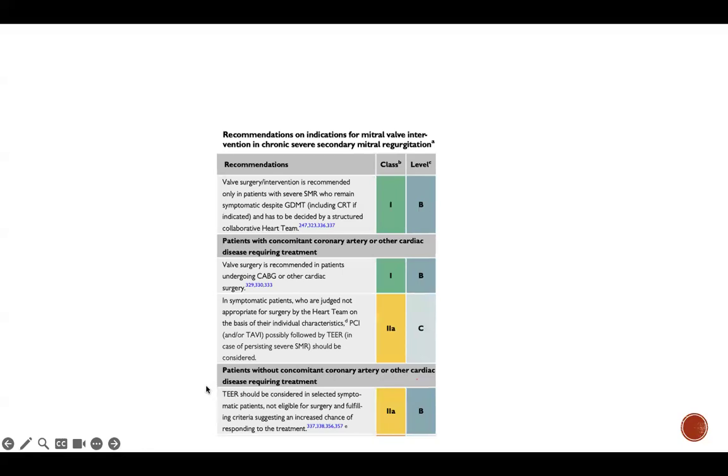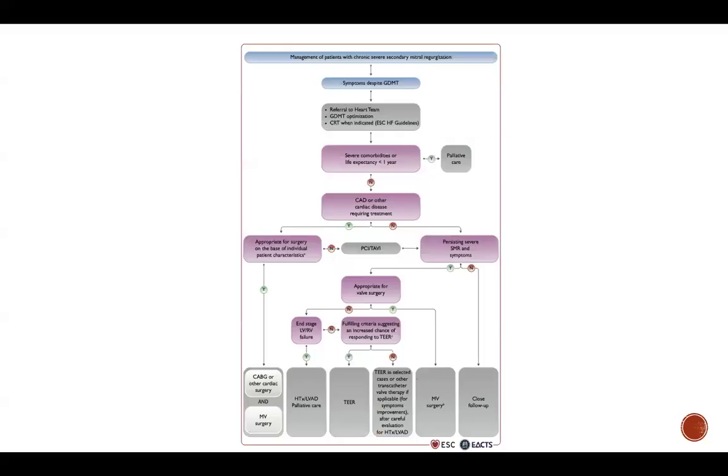So what about the patient who does not have coronary artery disease? Transcutaneous edge-to-edge repair should be considered in selected symptomatic patients, not eligible for surgery and fulfilling criteria suggesting increased chance of response to treatment. And this is usually the area of debate in the heart team, whether the patient should go for mitral valve clip or not. But the main rule here is that you always have to be on maximum guideline-directed medical therapy before talking about addressing any secondary mitral regurgitation.